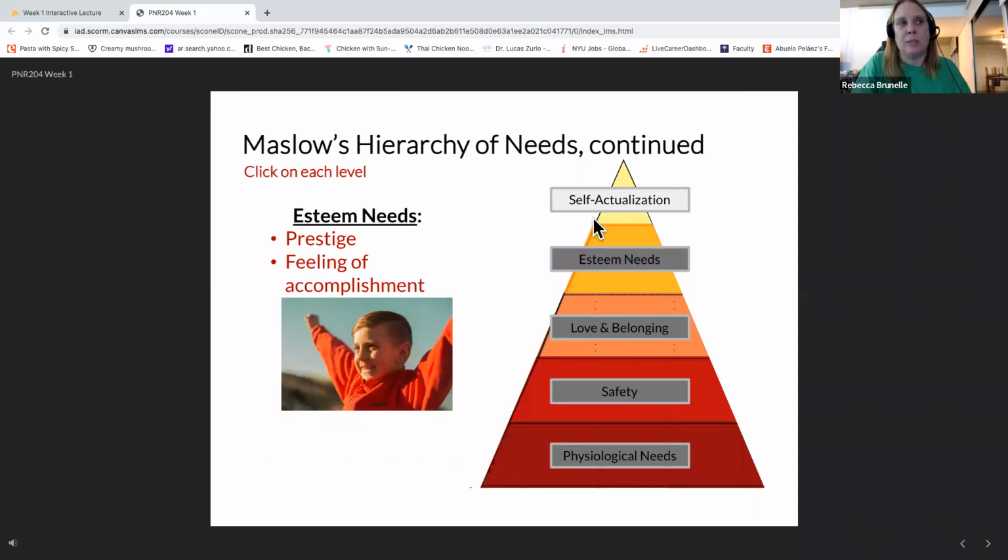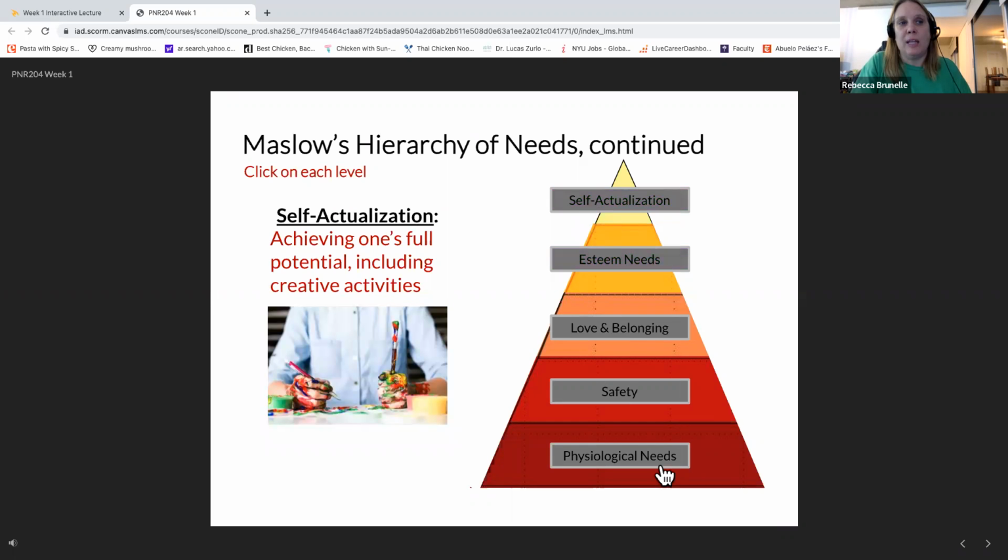So we talked about this, but the main thing is that you can't really worry about love and belonging when you don't have safety and physiological needs. So it's just making sure that you're focusing on what the highest priority is for the patient based on what's going on in their life.